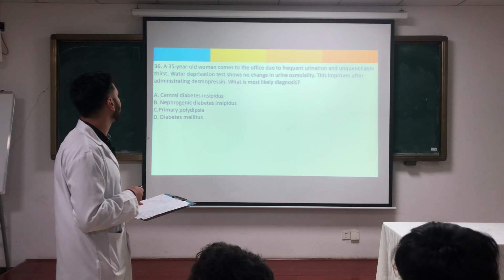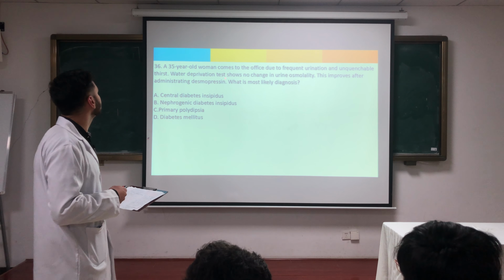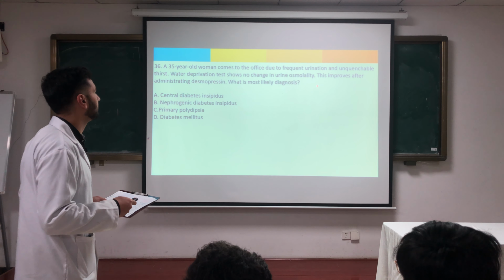A 35-year-old woman comes to the office due to frequent urination and unquenchable thirst. Water deprivation test shows no change in urine osmolality. This improves after administering desmopressin. What is the most likely diagnosis? Central diabetes insipidus, nephrogenic diabetes insipidus, primary polydipsia, diabetes mellitus. Okay, anyone want to give the answer to this question?